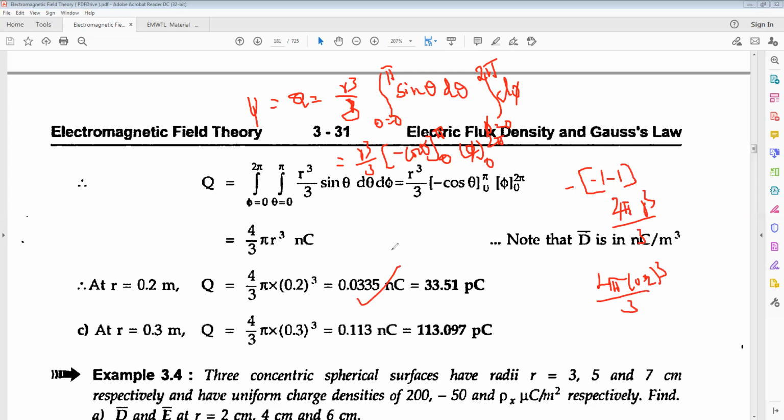And the third part is at r equals 0.3. What is the flux they are asking?